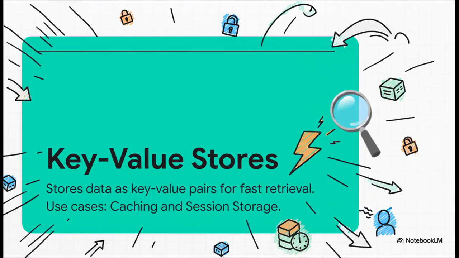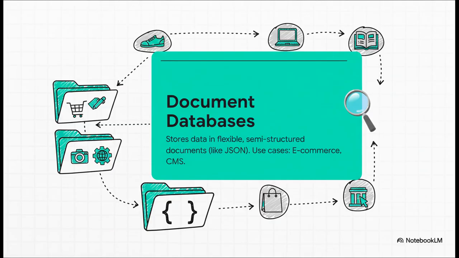So first up in our NoSQL family is the key value store. This thing is built for one thing and one thing only, pure, unadulterated speed. You give it a key and boom, it instantly gives you the value back. This makes it the absolute perfect tool for things like caching, storing data you need to access all the time, or keeping track of user sessions on a website. All right, next up we have document databases.